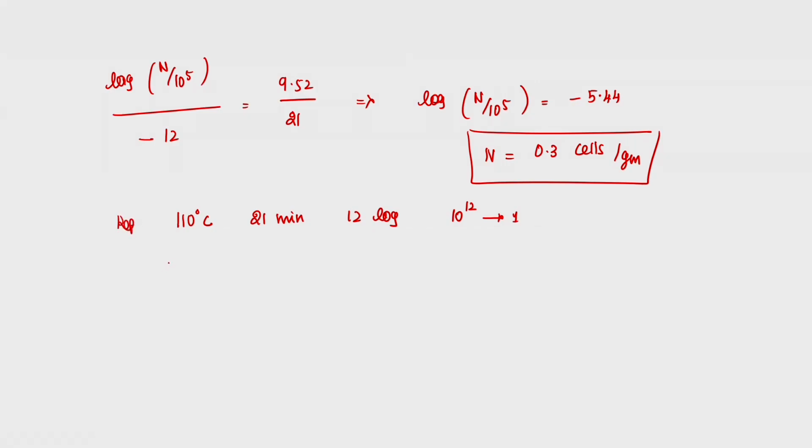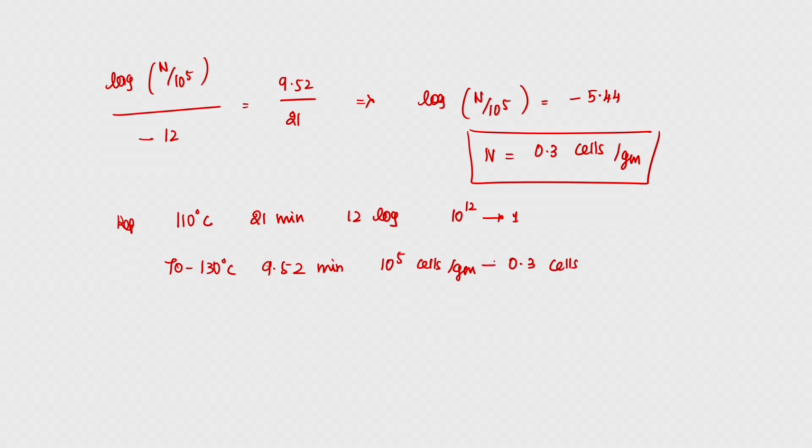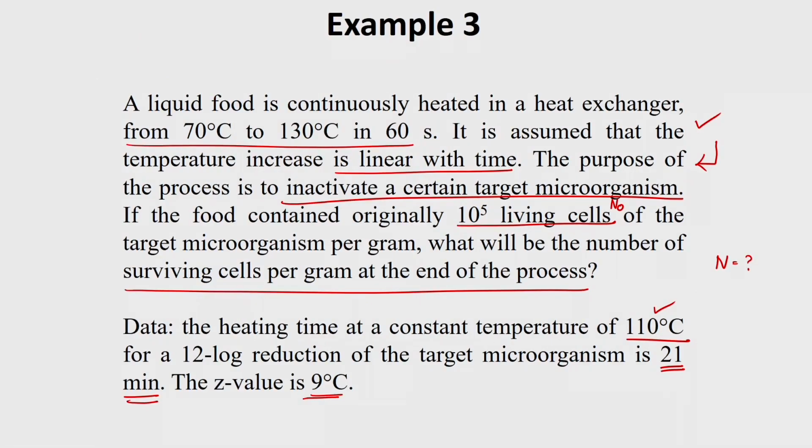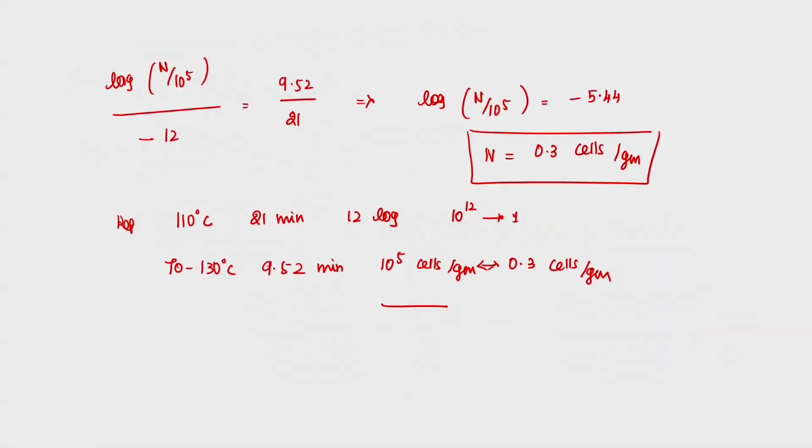So, what we have done is the linear heating, from 70 to 130 degrees centigrade over about 9.52 minutes. So, how much did we get? The initial spores are 10 to the power of 5 cells per gram, and we could reduce to 0.3 cells per gram. So, this is the answer they asked for. Okay. So, now we will move on to today's lecture.